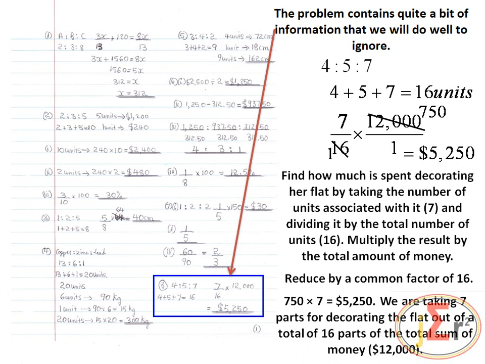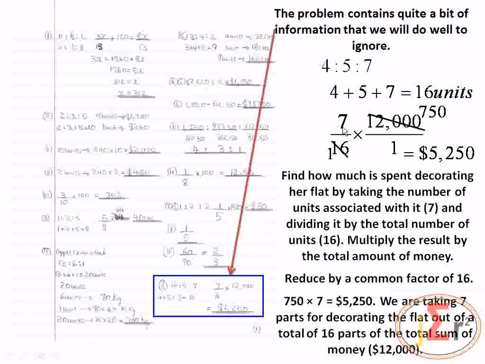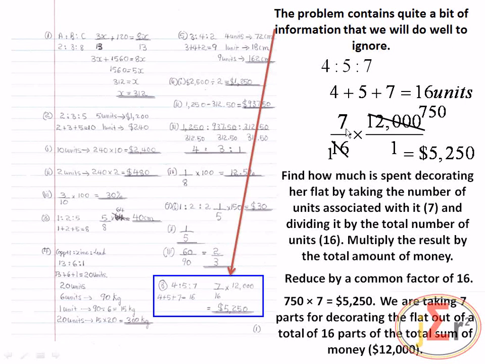So there we are, multiplying 750 by 7, and at the end we say that we are taking 7 parts for decorating the flat out of a total of 16 parts of the total sum of money. So 7 parts are used to decorate the flat out of a total of 16 parts. Right, so that is a fraction, the fraction of the total amount of money. So we multiply by the total amount of money, and that is all there is to it.